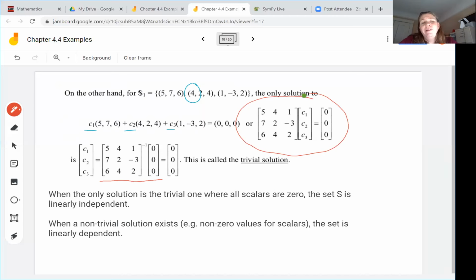So when the only solution to a system like this is a trivial one, where the coefficients or scalars are 0, the set S is known as linearly independent. You can't write the other vectors as combinations of each other. When a non-trivial solution exists, in other words, you get non-zero values for the scalars, the set is linearly dependent. That means you could write some of the vectors or all the vectors as linear combinations of the other vectors.